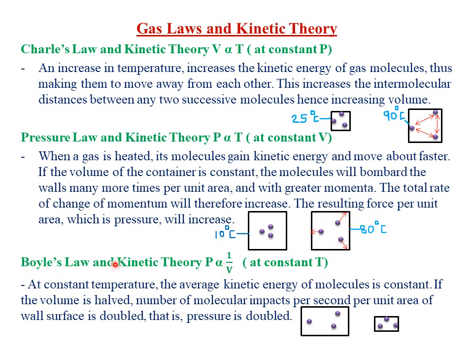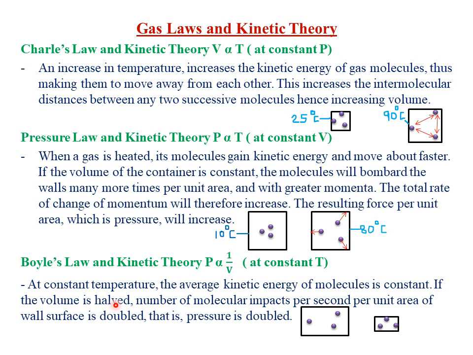Then we look at Boyle's law and kinetic theory. Basically, Boyle's law stated that the pressure of a fixed mass of a gas is inversely proportional to the volume, whenever temperature is kept constant. Therefore, we are going to keep temperature constant, meaning that the molecules will not gain any kinetic energy, but we are going to reduce the volume of that container. At a constant temperature, the average kinetic energy of molecules is constant, because what makes molecules increase in kinetic energy is heating them or increasing their temperature. So when temperature is not increased, the average kinetic energy of the molecules remains constant.